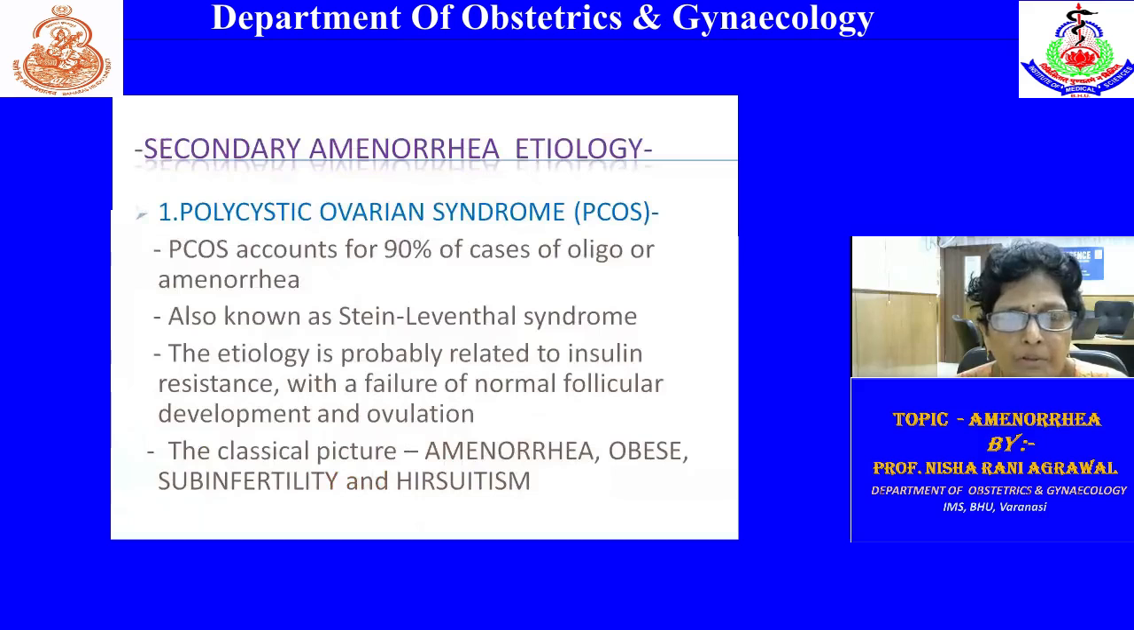Now coming to polycystic ovarian syndrome, PCOS accounts for 90% of cases of oligo or amenorrhea. Also known as Stein-Leventhal syndrome, the etiology is probably related to insulin resistance with a failure of normal follicular development and ovulation. The classical picture is amenorrhea, obesity, subinfertility, and hirsutism.